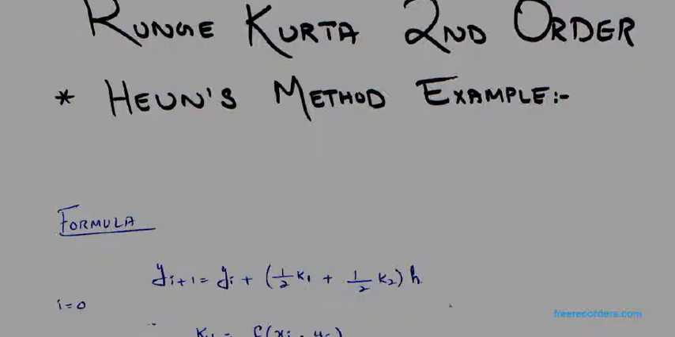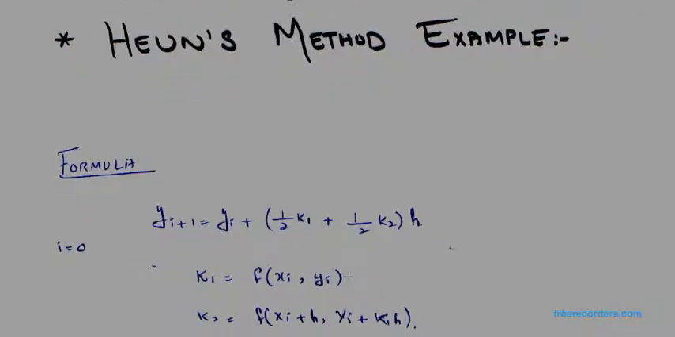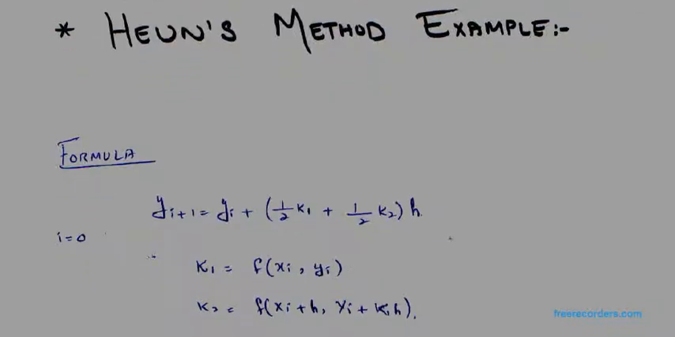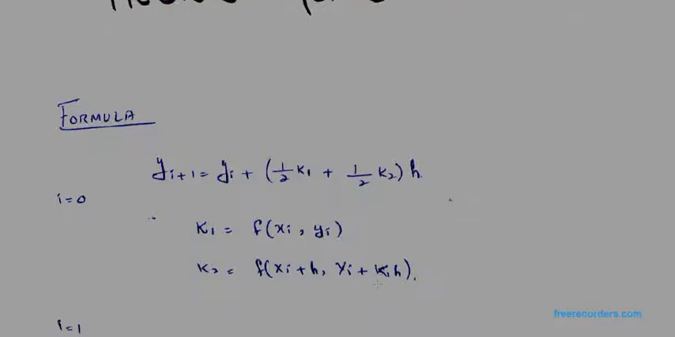The formula of the Runge Kutta second order method is y i plus 1 equals y i plus half k1 plus half k2 times h. H is the step size. The value of k1 in the first iteration, when i is 0, is the function of x i comma y i, and k2 is the function of x i plus h and y i plus k1 h.